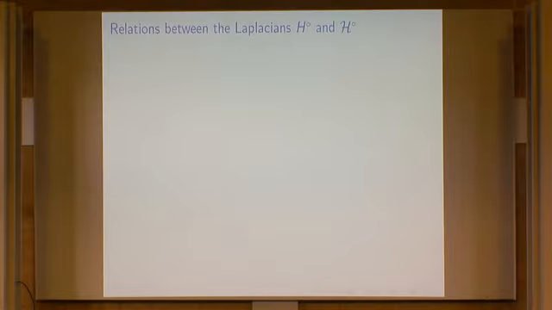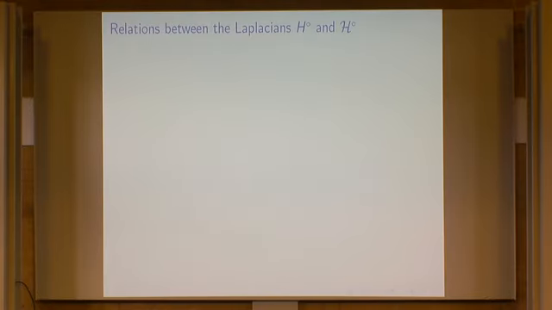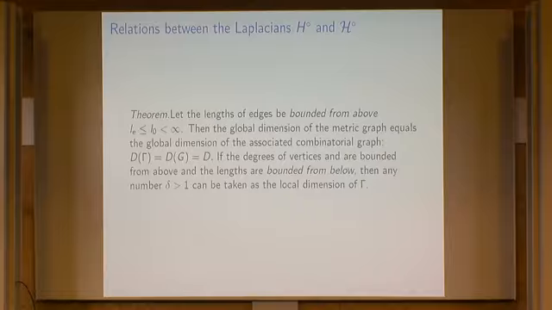But generally, here again we have something periodic. What are the relations between the Laplace operators on these two graphs? You remember that having a general quantum graph and a Laplace operator there, we associate the weighted combinatorial graph and Laplace operator there, and what is the relation between them? The fact which we proved is the following. Suppose that the lengths of edges are bounded from above and from below. Then the global dimension of the metric graph equals the global dimension of the associated combinatorial graph.